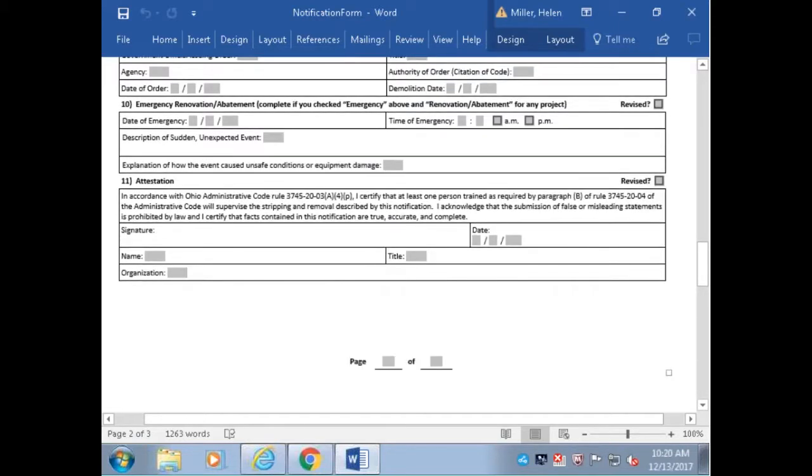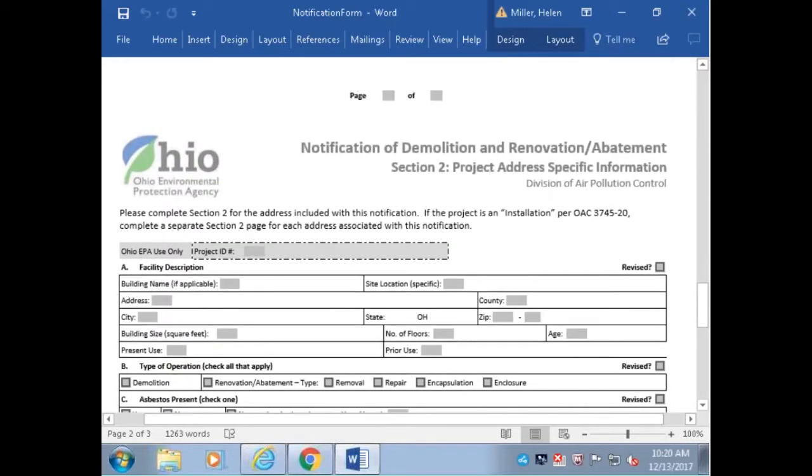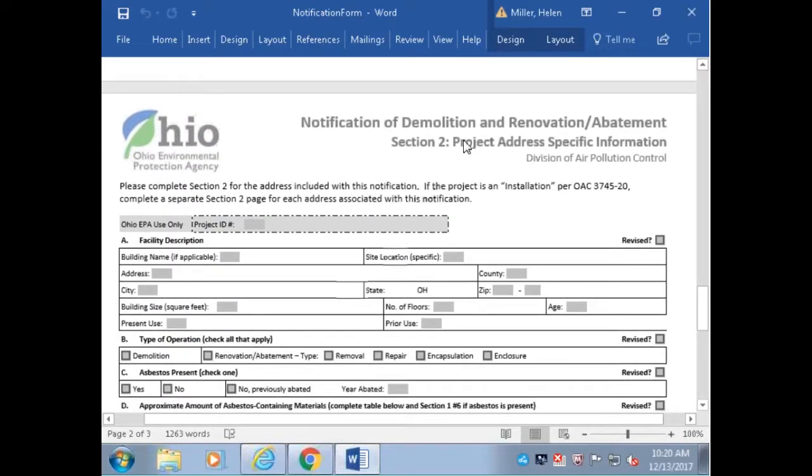Then there's an attestation section here. Basically, the person filling out the form is saying that everything is true and accurate, and that you're also certifying that at least one person required by this paragraph of the rule will supervise the stripping and removal described by the notification. Now, a lot of that so far is just general overall, so that's why it's been placed in these first two sections. The third page of the notification, section 2, is project address specific information.